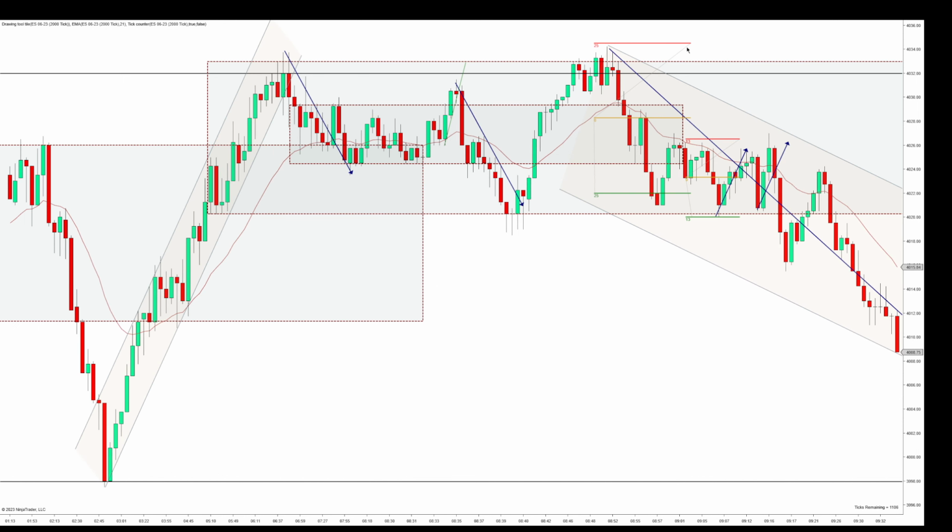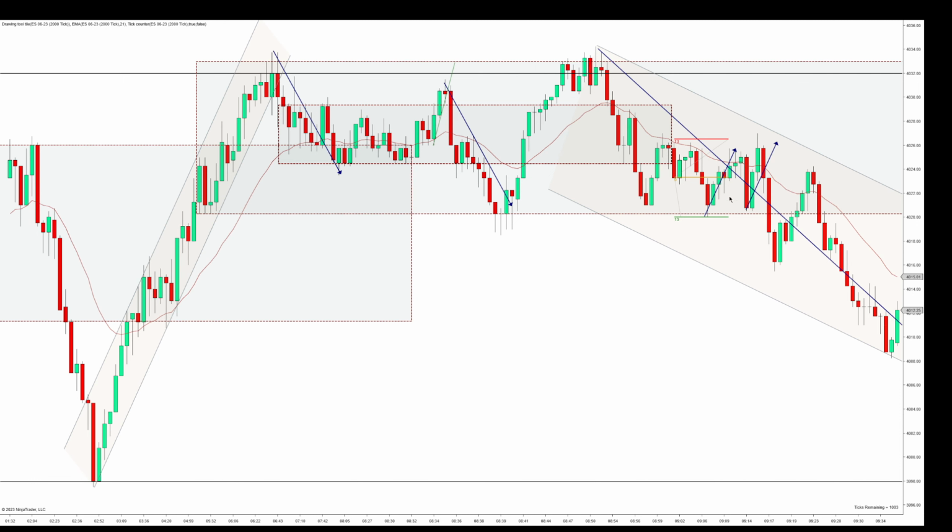And so anyway, we push down here, and then I got this trade right here. You'll notice I got target tapped. So some contracts got filled, but most got stopped out.